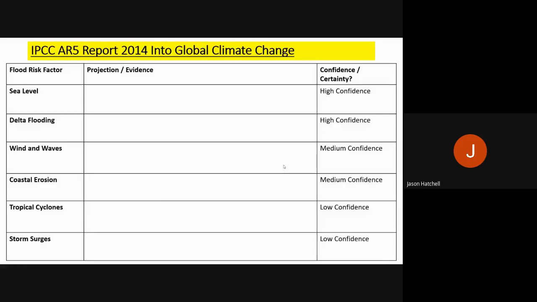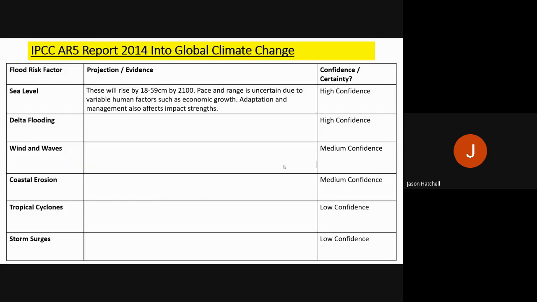So the next thing is quite detailed here, and this is the Intergovernmental Panel on Climate Change report of 2014, looking at the progress of global climate change and what the likely risks are for the future. So it was a projection report with confidence levels on the right of what would happen for each factor. So let's start with sea level, the risk of sea levels rising.